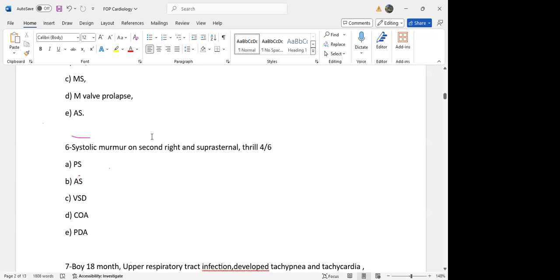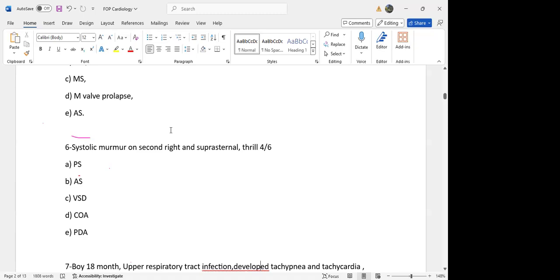But if the murmur is on the left side, if they tell you about the left side, then it could be aortic or pulmonary. So please be very clear about it. If this is the left side, it could be aortic because, as we discussed in our lecture, we have two aortic areas, A1 and A2.